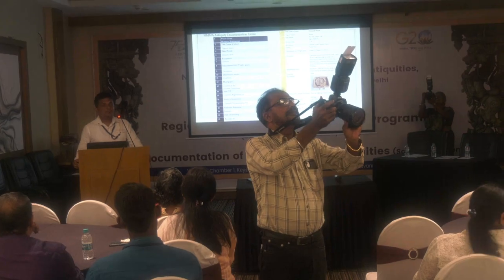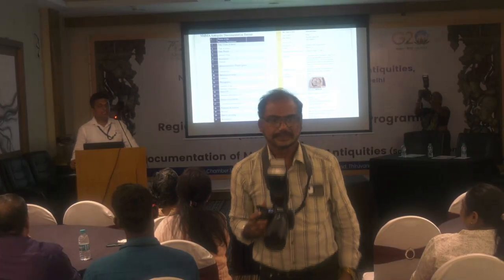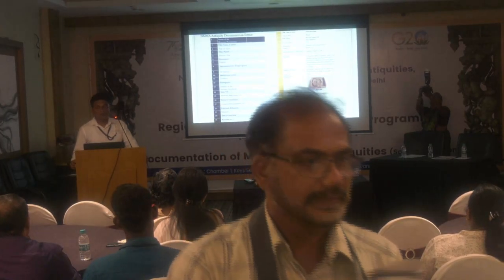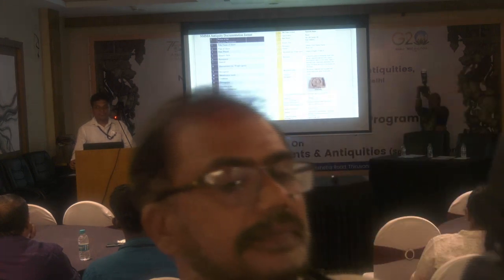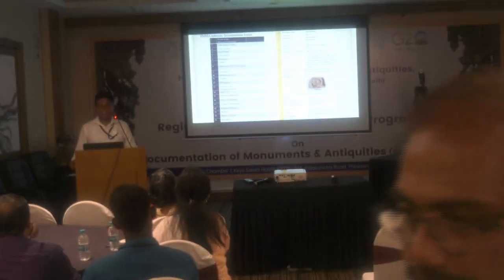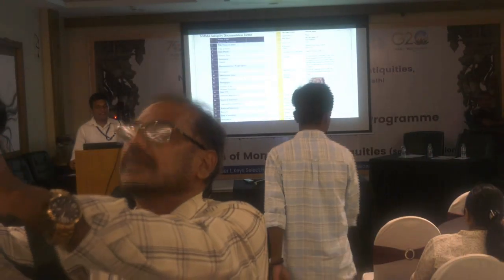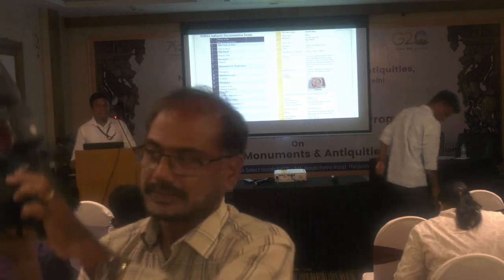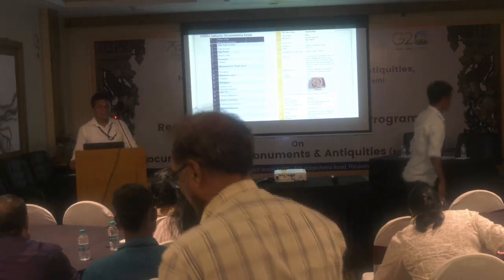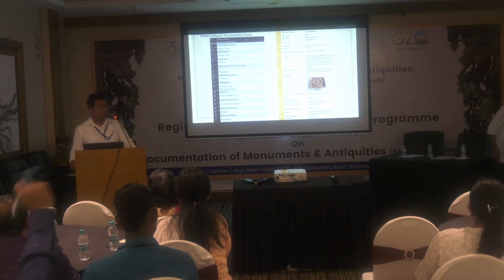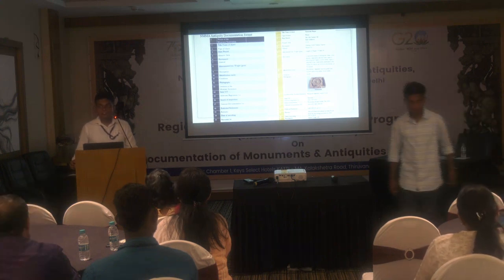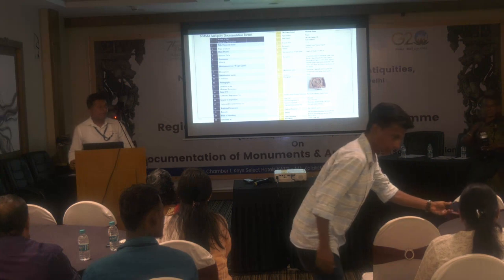Then state or union territory. 15th, accession number or registration number. 16th, source of acquisition. 17th, national documentation number. 18th, published reference. 19th, remarks. 20th, date of recording. And then the final, 21st, recorded by. We will see this format one by one.